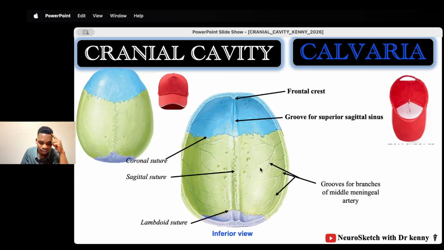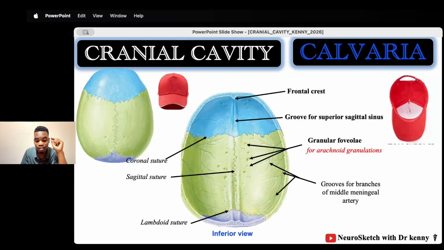And then we have other grooves, other prints. You see, we have a lot of these prints. We have other prints here. These prints are called the granular foveolae, and the granular foveolae are for arachnoid granulations. Again, you don't know these arachnoid granulations at this moment. Don't worry, we're going to discuss them.